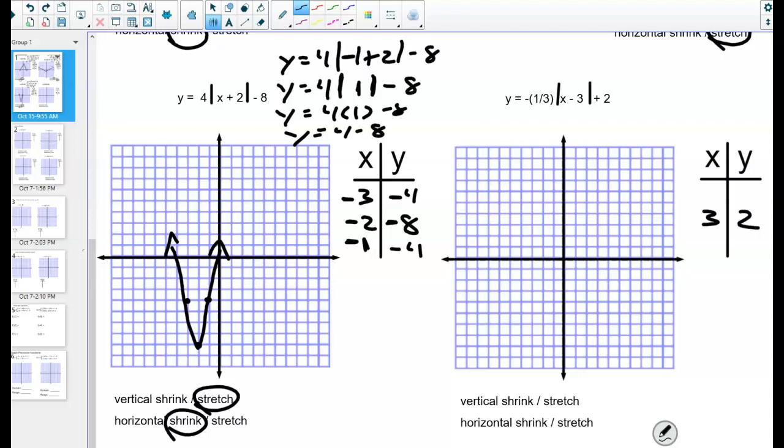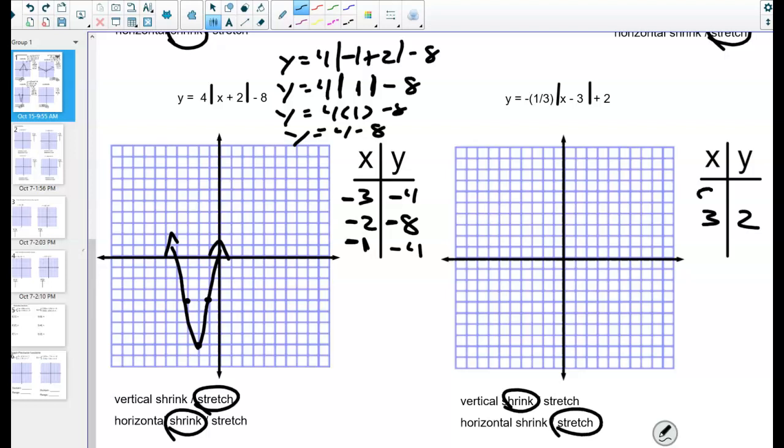Change the sign here, we keep the sign here. The 3 makes that absolute value equal to 0. And we keep the 2, and that's my vertex, 3, 2. The negative 1/3, that fraction in front, means we're going to have vertical shrink, horizontal stretch, which means a wider graph that doesn't go down or up as quickly.